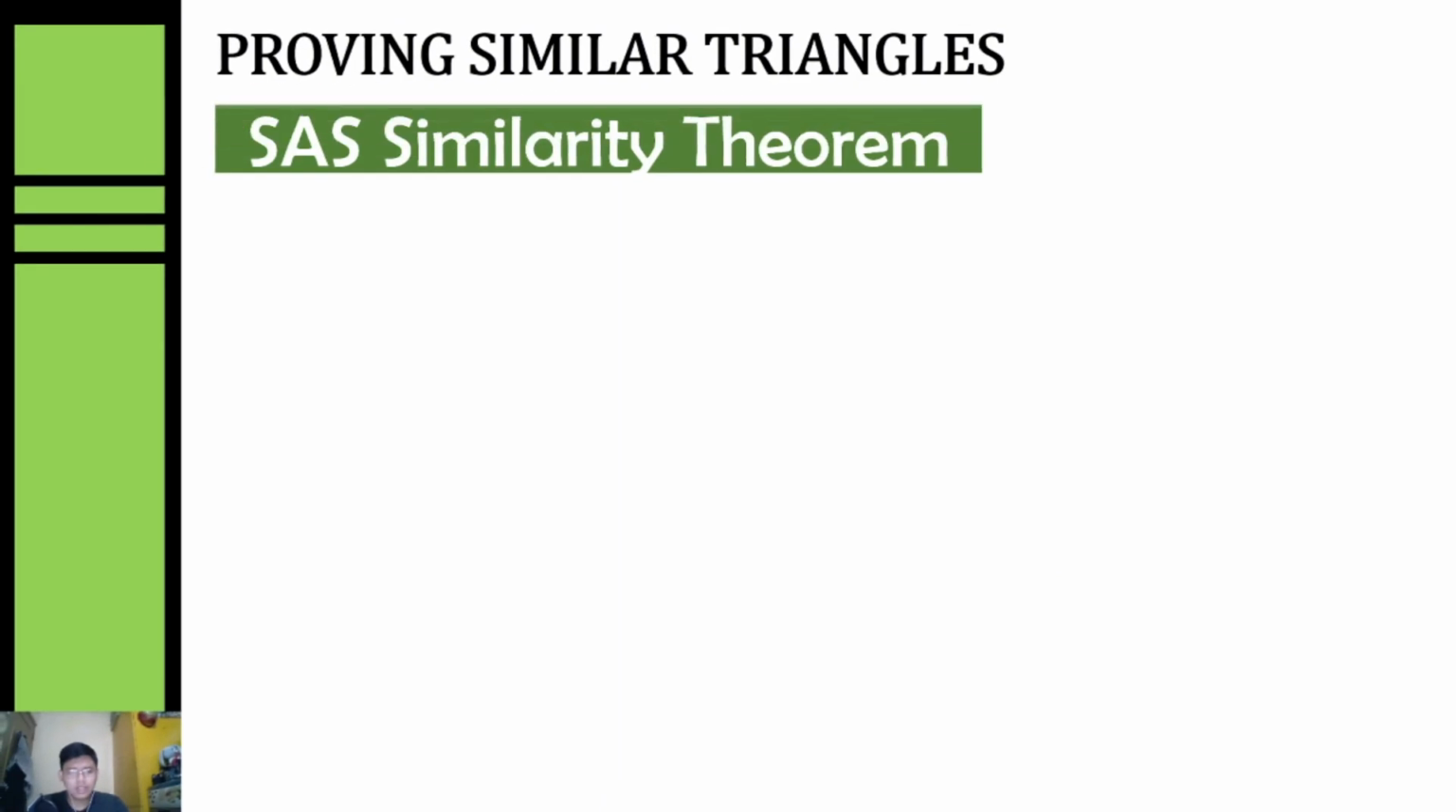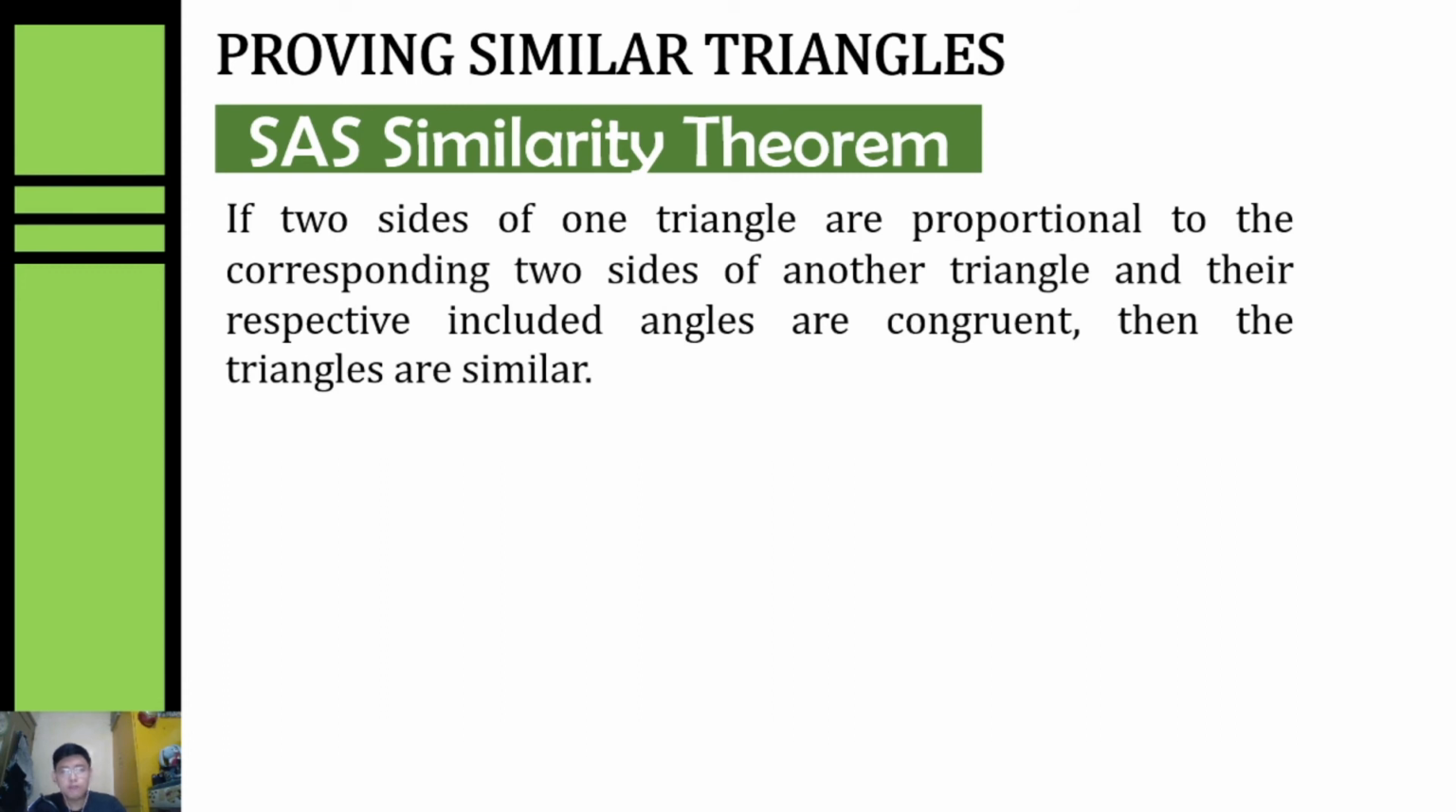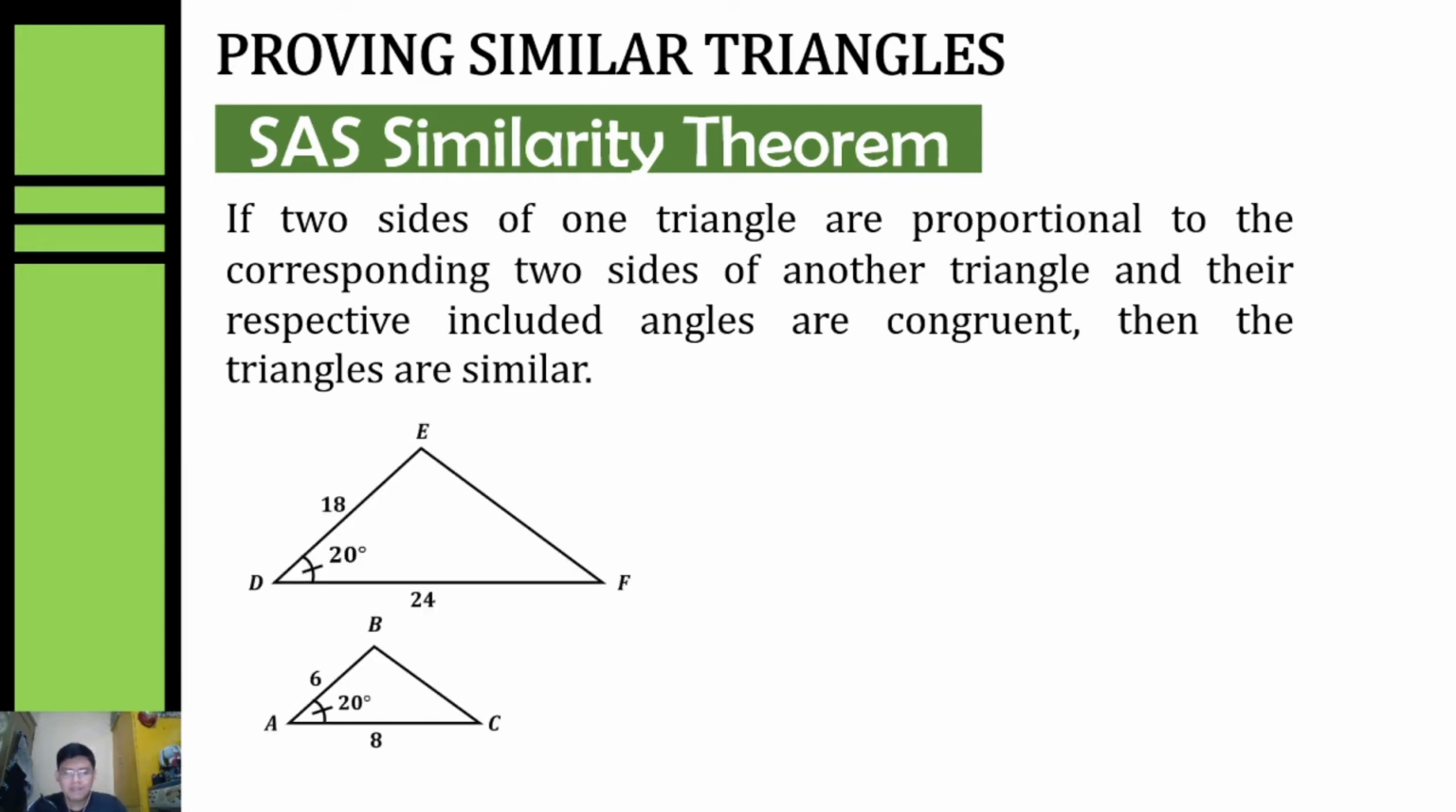Next, let's talk about the Side-Angle-Side Similarity Theorem. If two sides of one triangle are proportional to the corresponding two sides of another triangle and their respective included angles are congruent, then the triangles are similar. So let's have an example. For example, we have these two triangles. Looking at it, we are given two sides and one included angle of each triangle.